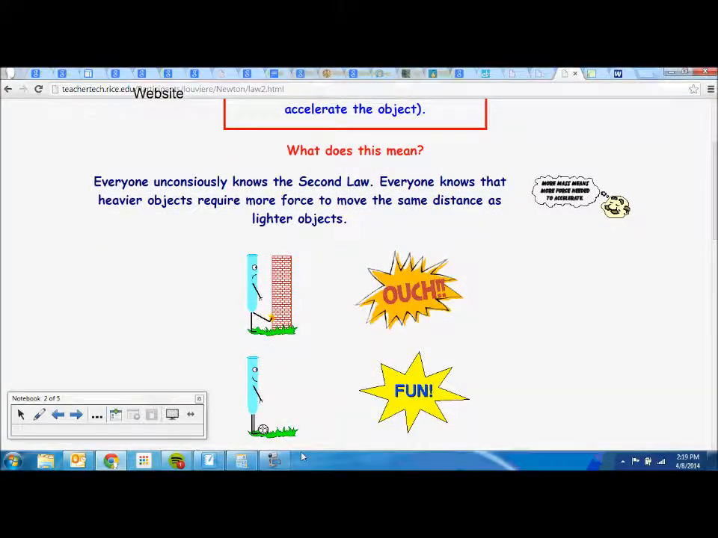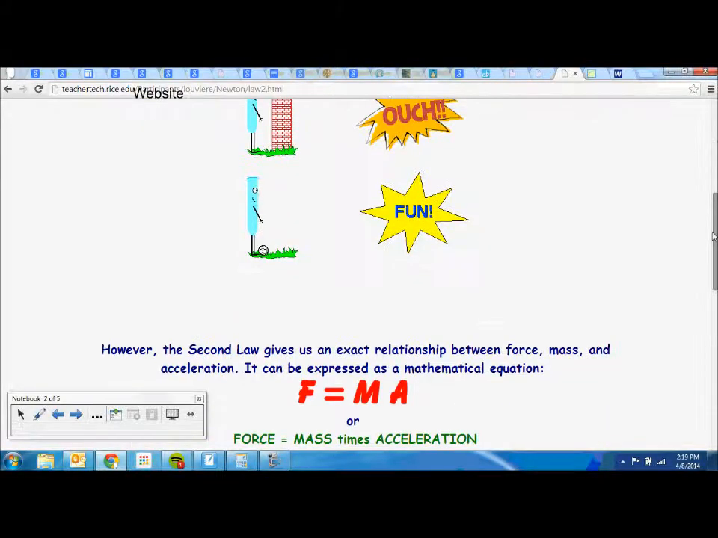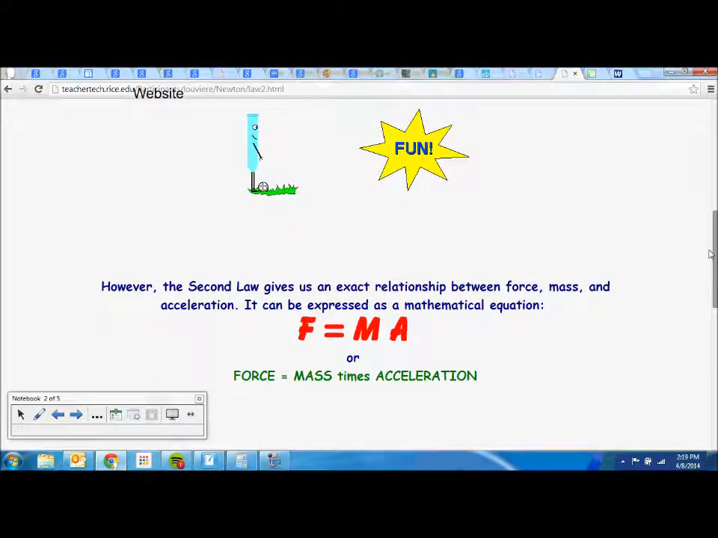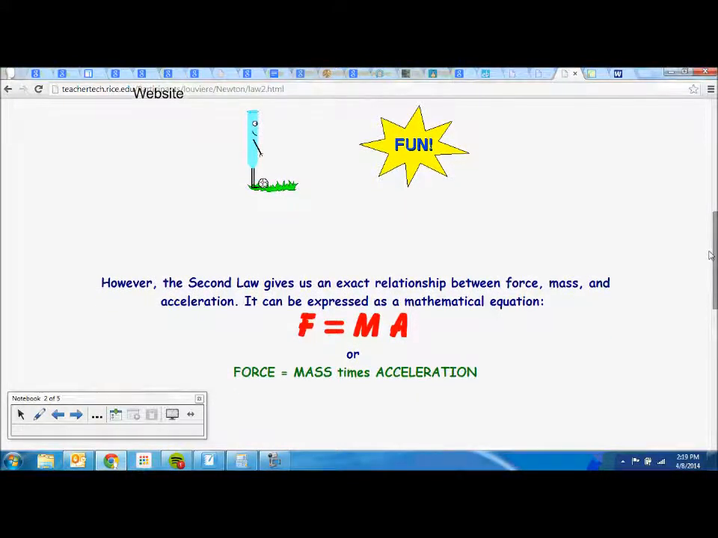But if you use the same force to kick something smaller with less mass, like a soccer ball, you can kick it. Up here, this guy is saying more mass means more force needed to accelerate. And that's really the second law. More mass means more force needed to accelerate. So the second law gives us an exact relationship between force, mass, and acceleration. It can be expressed as a mathematical equation: force equals mass times acceleration.